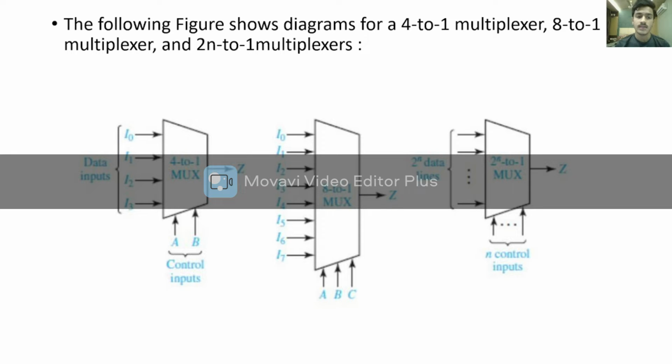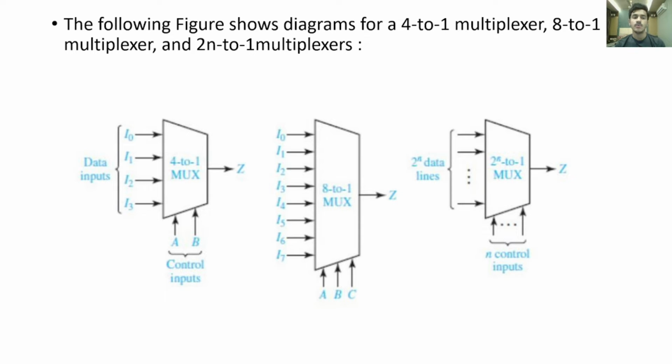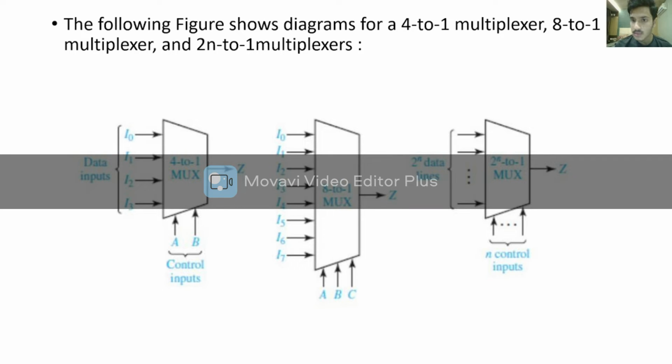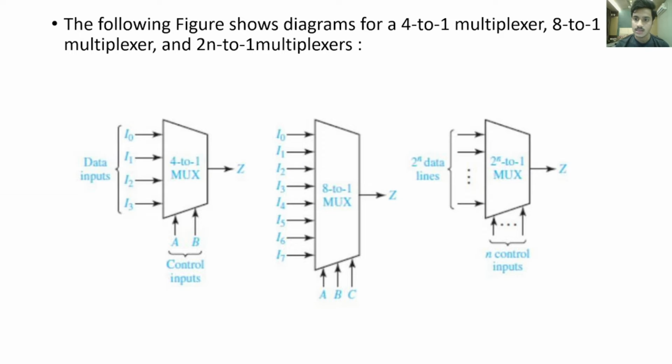Here are examples of several multiplexers. The first one is a 4:1 multiplexer with 2 control inputs and 4 data inputs. The second one is an 8:1 mux with 3 control inputs and 8 data lines. The general block diagram of a multiplexer can be represented as 2 power n to 1, where n is the number of control inputs and 2 power n is the number of data lines.